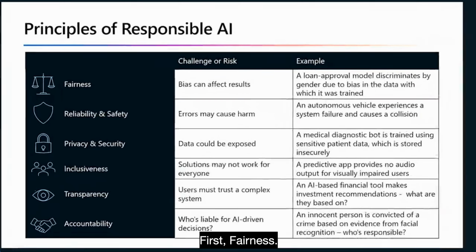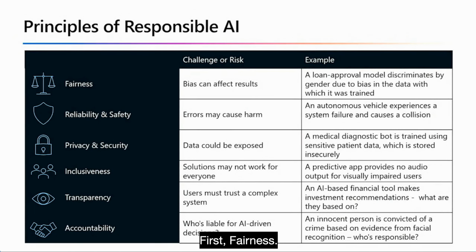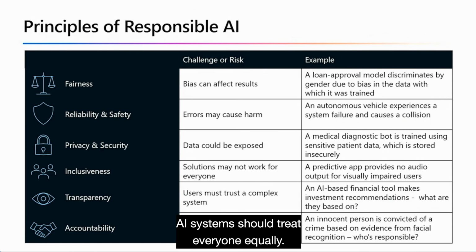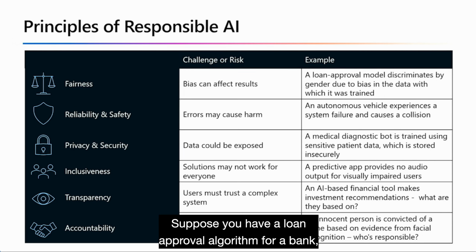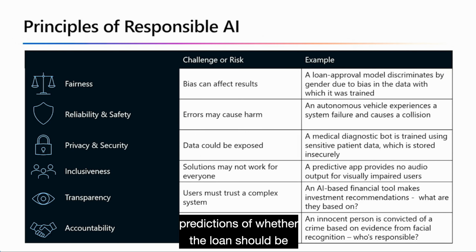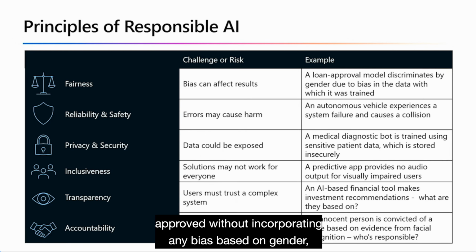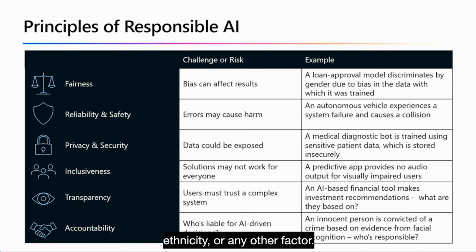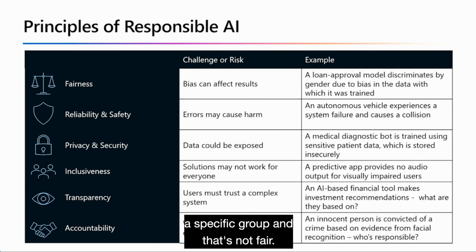First, fairness. AI systems should treat everyone equally. Suppose you have a loan approval algorithm for a bank. The model should make predictions of whether the loan should be approved without incorporating any bias based on gender, ethnicity, or any other factor, right? Because it might disadvantage a specific group, and that's not fair.